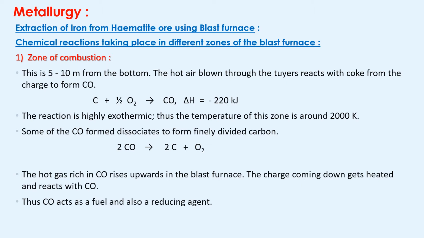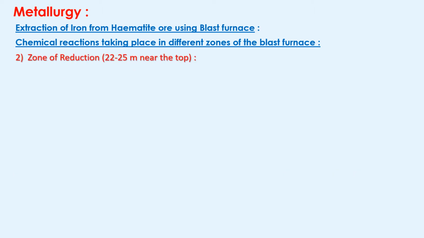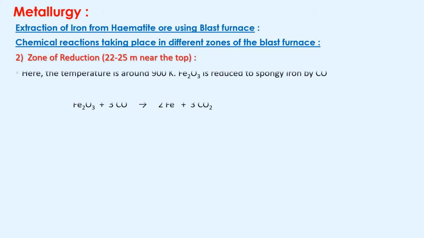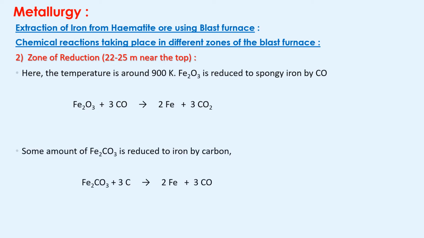Now next we start with the zone of reduction, whose height is 20 to 25 meters near the top. First the height was 5 to 10 meters from the bottom, but the zone of reduction is 20 to 25 meters near the top. At this zone the temperature is around 900 Kelvin. Now Fe2O3 is reduced to spongy iron using carbon monoxide: Fe2O3 plus 3CO gives 2Fe plus 3CO2.